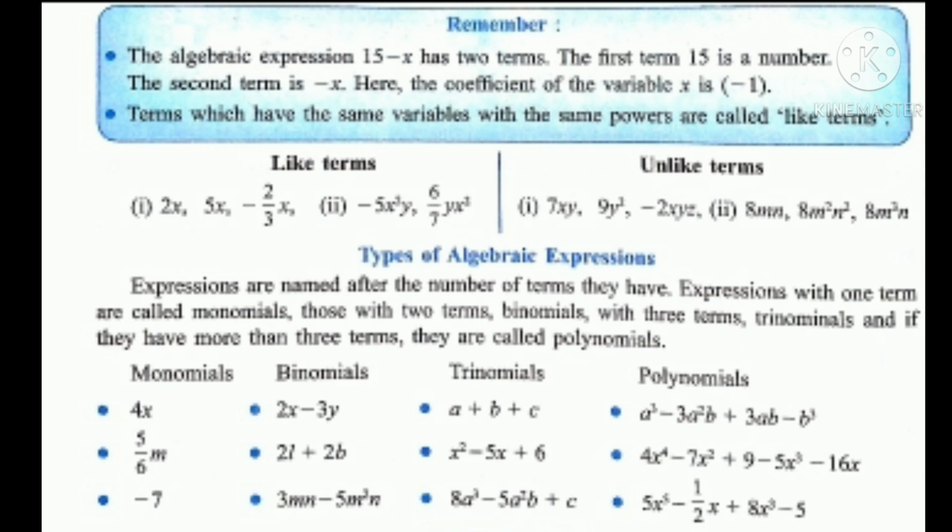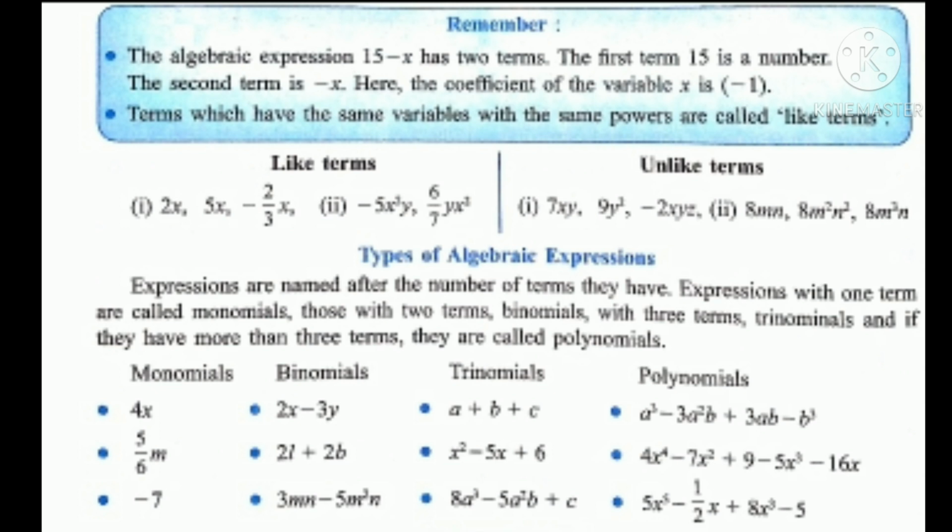Terms which have the same variables with the same powers are called like terms. See, like terms means the terms which have the same variable with the same power. Means if two terms have the same variable, that is alphabet, with the same power, then they will be considered as like terms. See, for example, 2x, 5x, and minus 2 by 3x. So here all three terms have x with the power 1. So all these three terms will be considered as like terms.